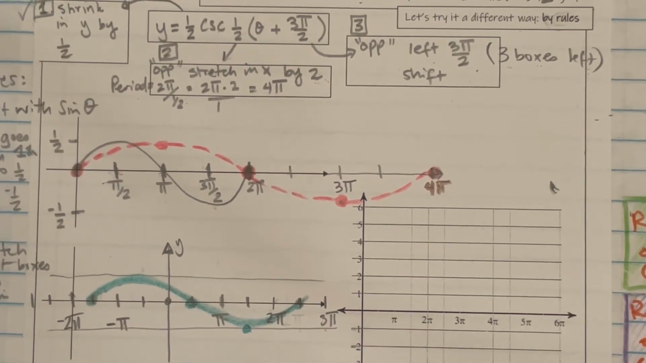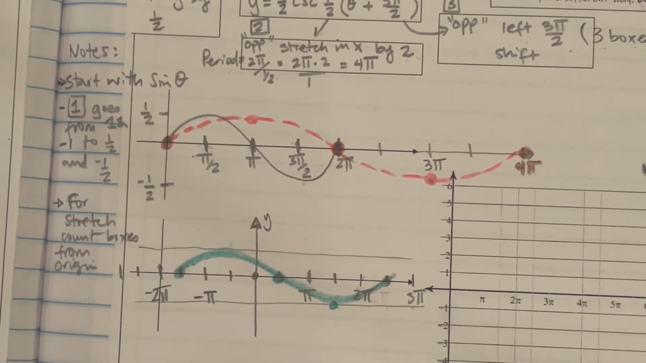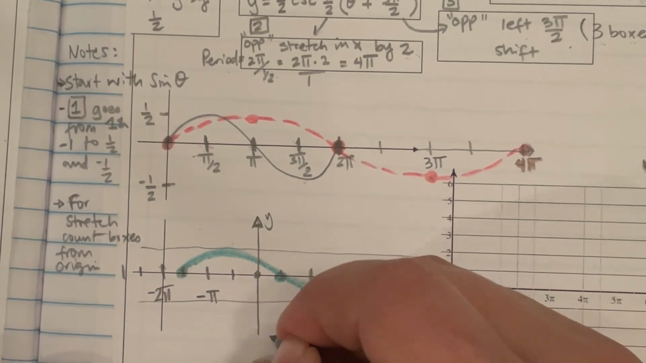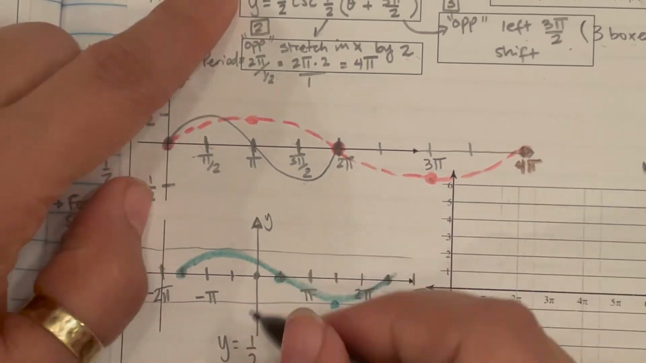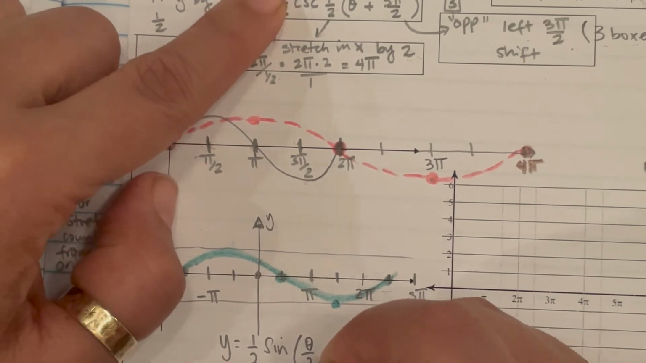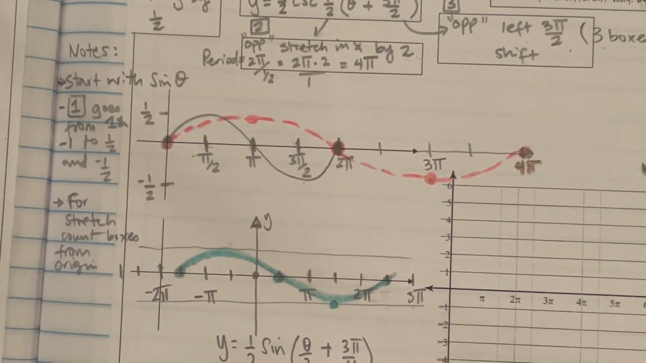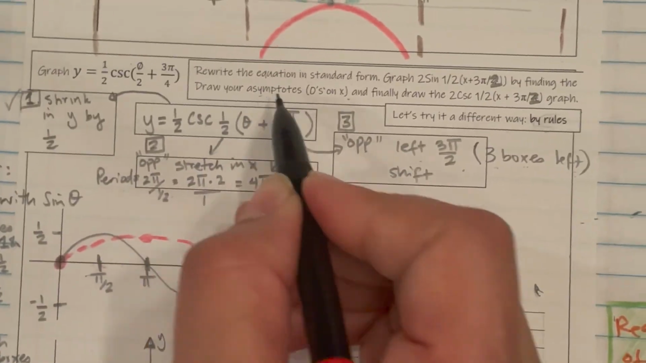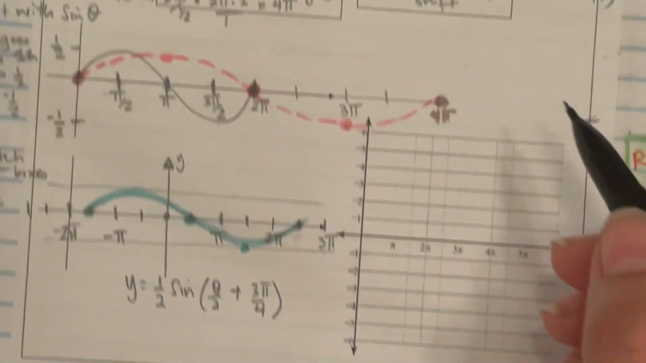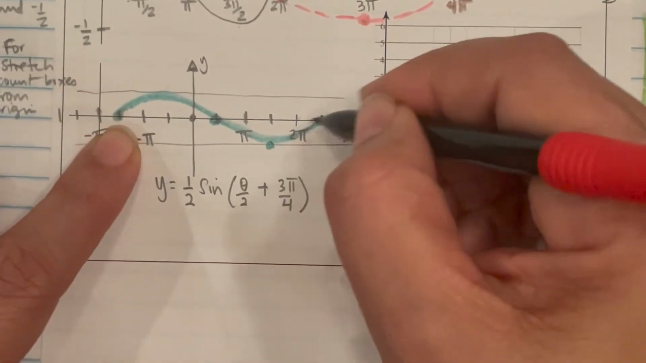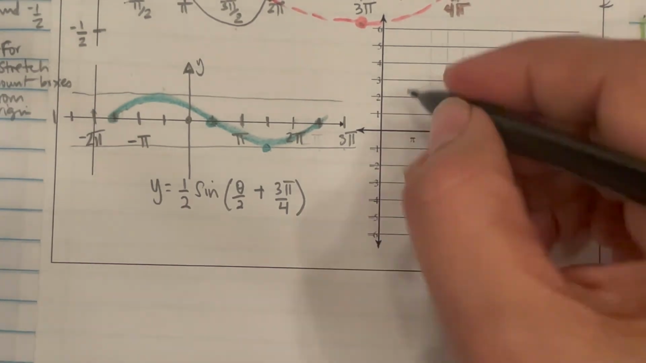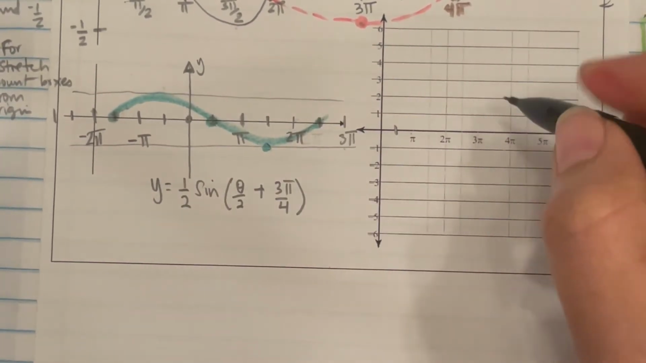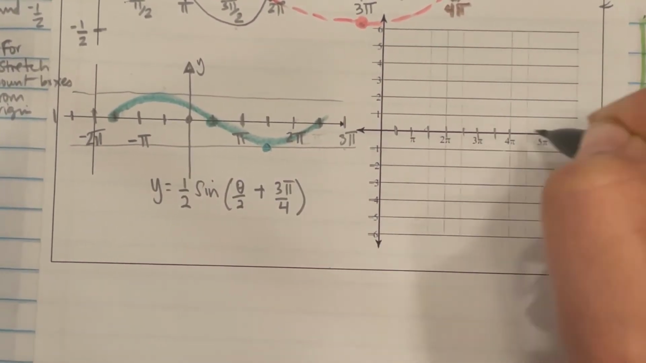All right, now that I have that, I need my x-intercepts so that I can see what my asymptotes are. All right, so right now I've graphed a half sine theta over 2 plus 3 pi over 4. Now I just need to make it cosecant. The only thing that is different is you just need to put your asymptotes in where it intersects the x-axis and then draw the opposite of sine.